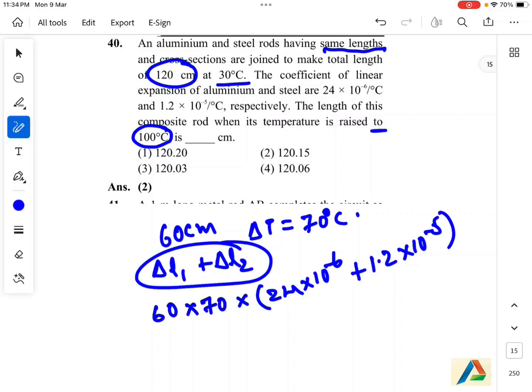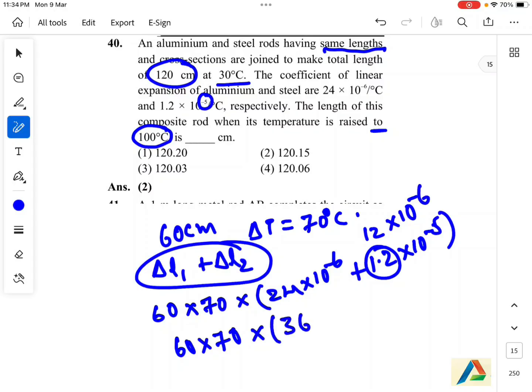Now, some people may go wrong in looking at this minus 5. They might take it as minus 6 and then the calculations will go wrong and you'll never get the answer. Even if you get the answer, it will be wrong. So what you need to take care of is to look at that properly. Then 60 into 70 into this, you can write as 12 into 10 power minus 6. So that will give you 36 times 10 power minus 6.